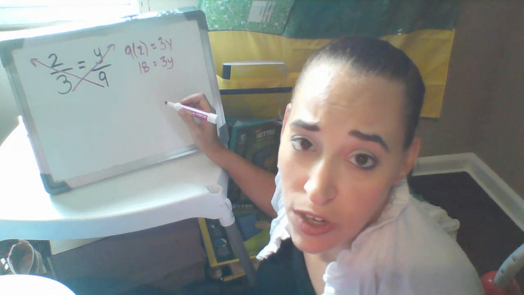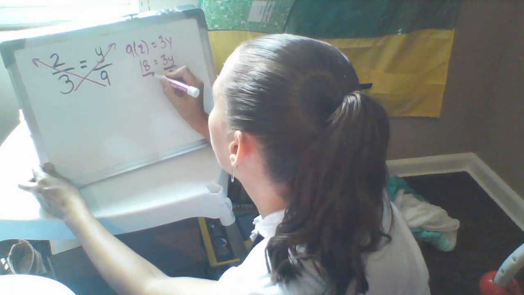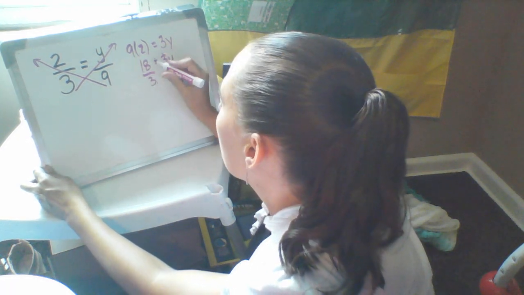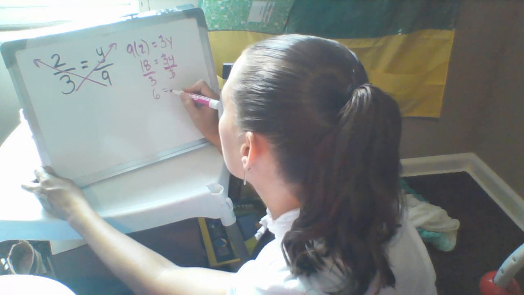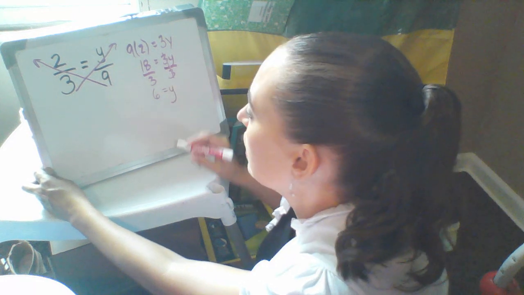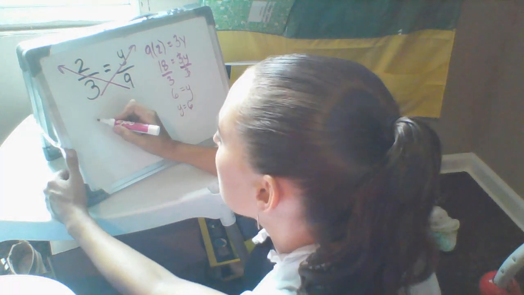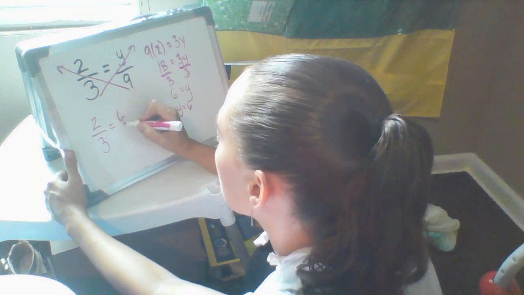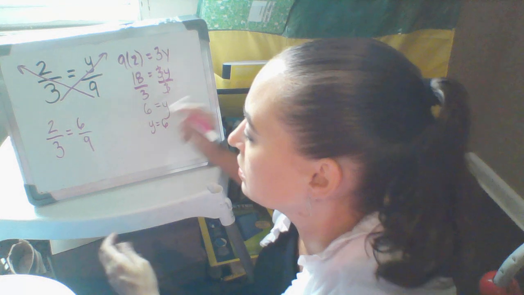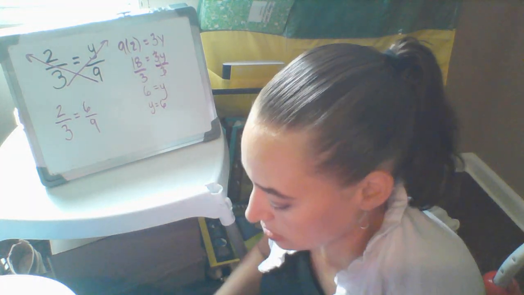I need to isolate my variable, so I'm going to divide by 3. 18 divided by 3 is 6. Again, the variable should always be on your left-hand side, so I'm just going to write y equals 6. So now this is really saying 2/3 equals 6 over 9. So that's basically saying they're equivalent fractions.